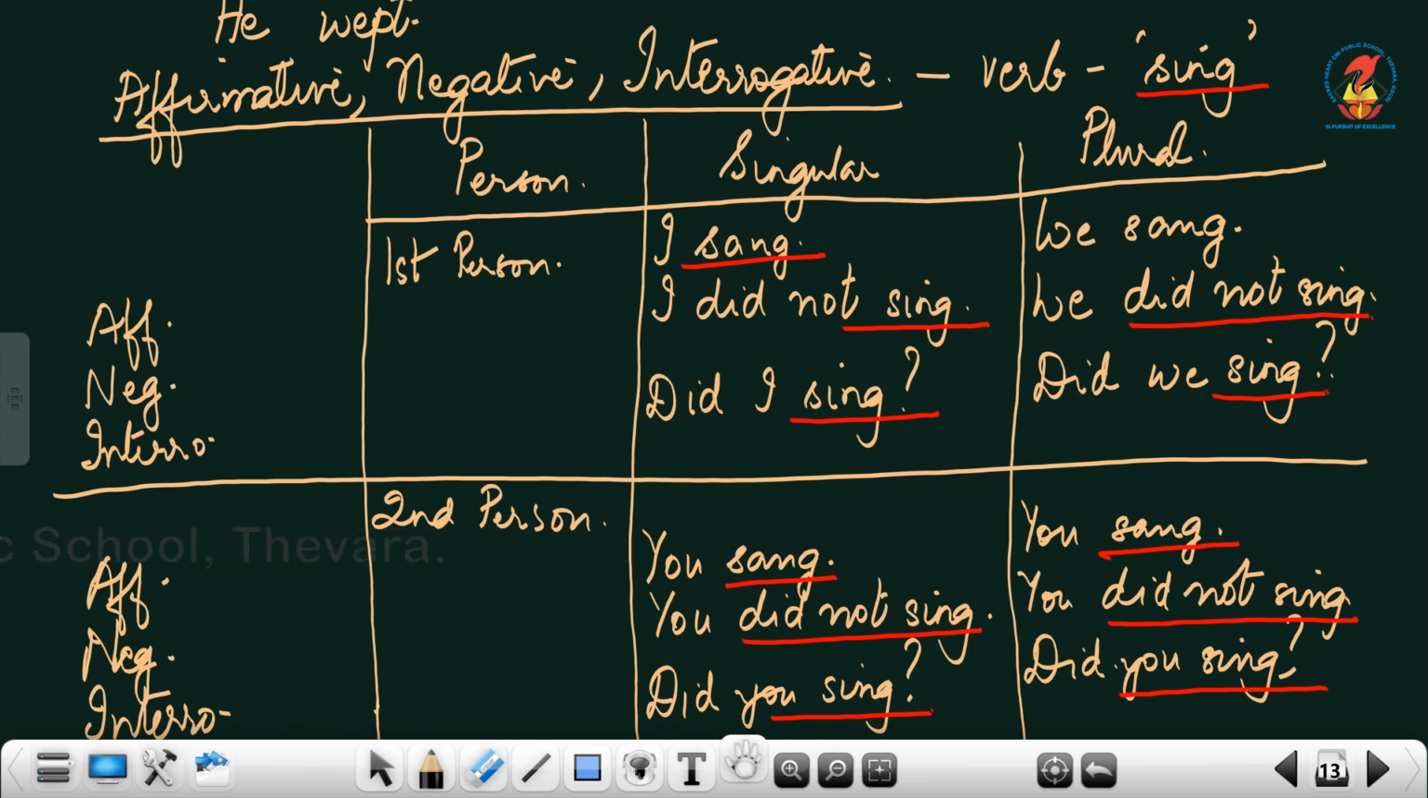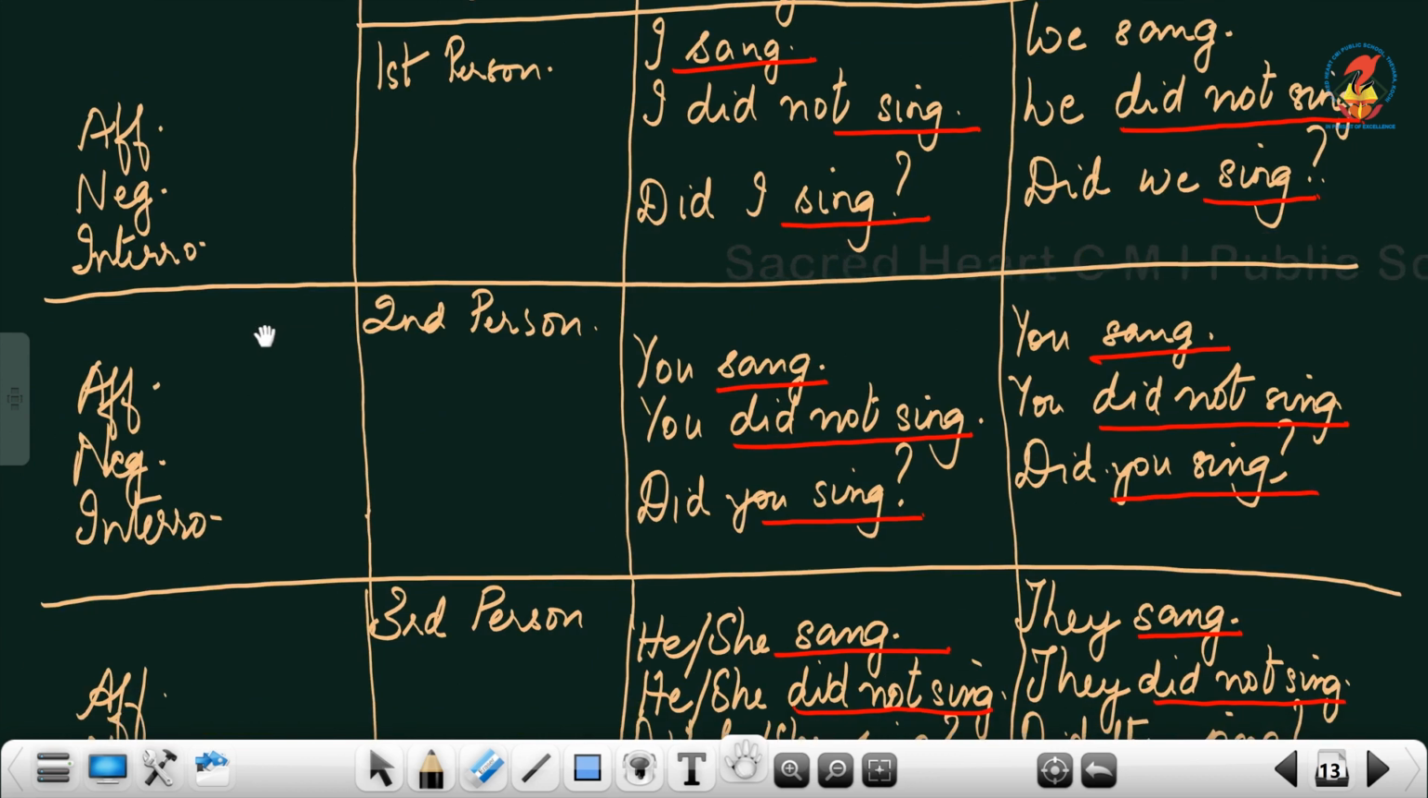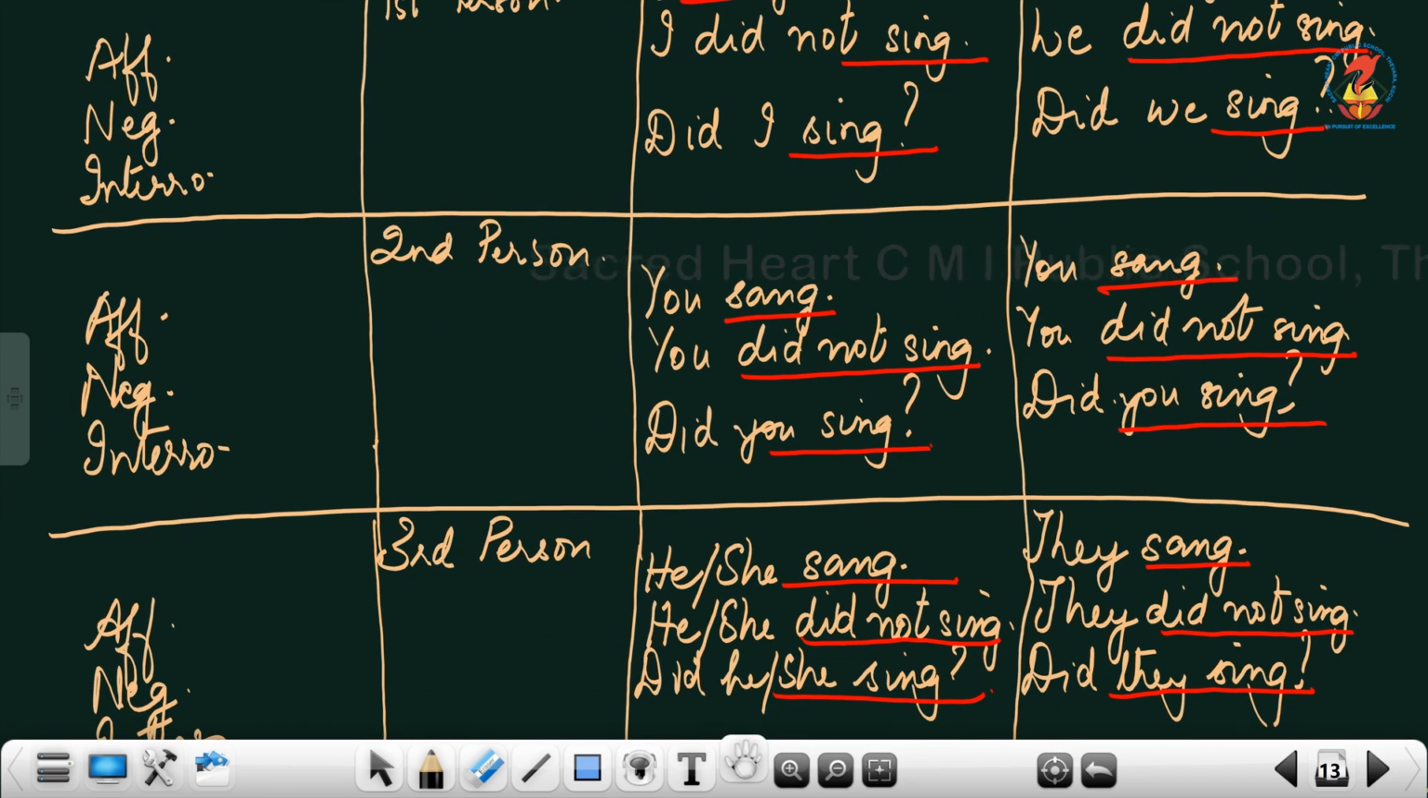Then how will you express it in the interrogative? Did I sing? Or can you say did I sang? No, because when you are asking the question, usually it will be did I sing? Did we sing? Then how will you express it in the second person? Singular and plural are both expressed in the same manner. You sang, you did not sing, did you sing? Of course, you have to pay attention. You have to put the question mark also.